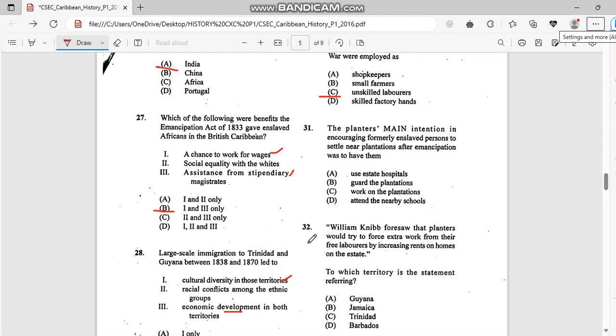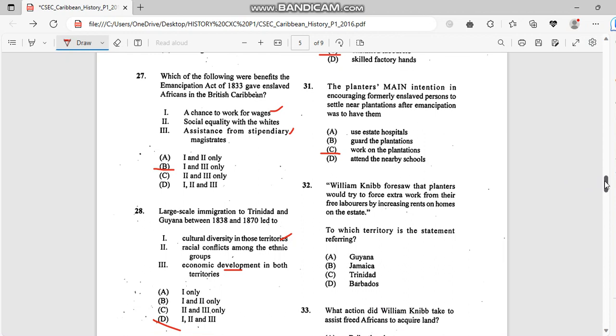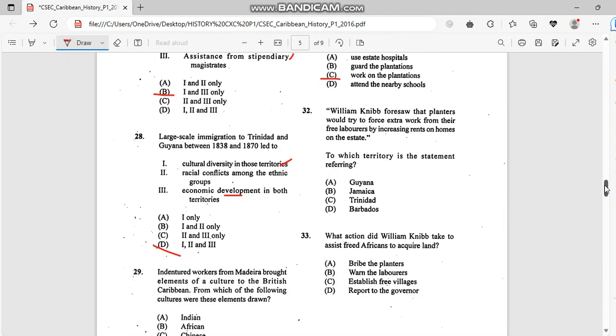Alright, number 31. The planters' main intention in encouraging the formerly enslaved person to settle near the plantation after emancipation was to have them work on the plantations. Alright, number 32. William Knibb foresaw that the planters would try to force extra work from their free laborers by increasing rents on homes on the estate. To which territory is the statement referring? And it refers to Jamaica.